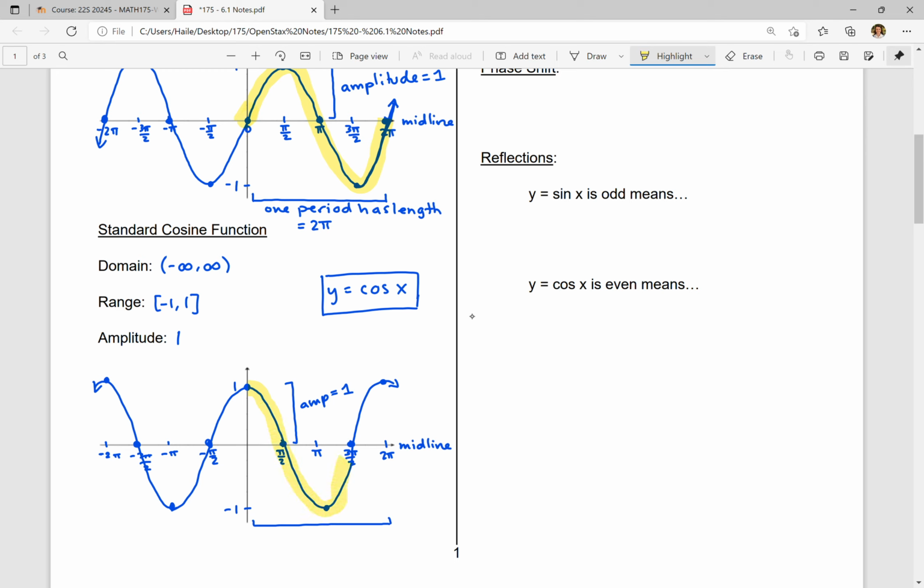You notice if we take this part that I'm highlighting and we were to copy and paste it along the x-axis, we'd have those repeating segments of the graph. So 1 period, again, has length 2 pi.